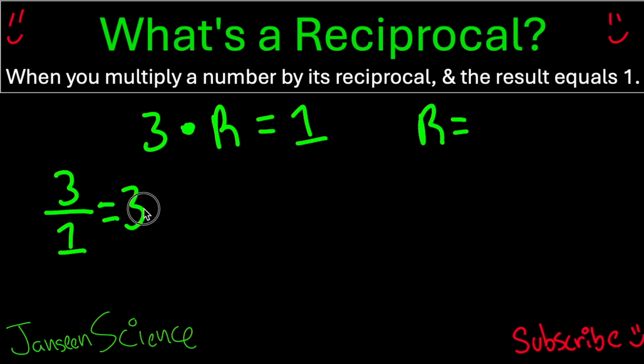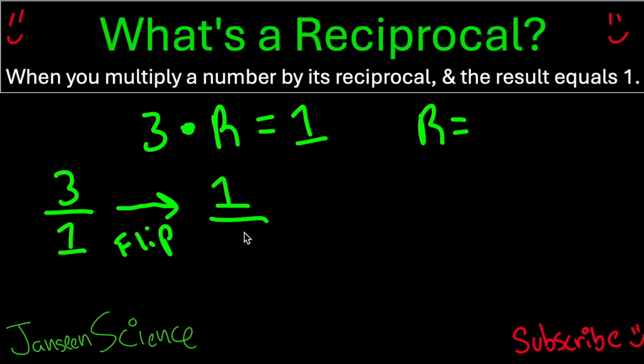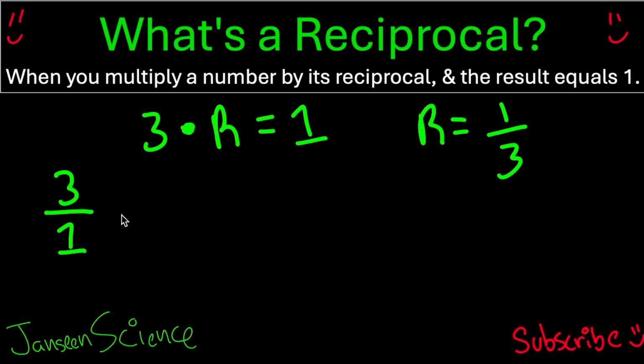Next, we want to flip that fraction. So flip the fraction 3 over 1 to 1 over 3. And your reciprocal is the flip of the fraction of the number you're multiplying by. So R equals 1 over 3. And so that is your reciprocal.